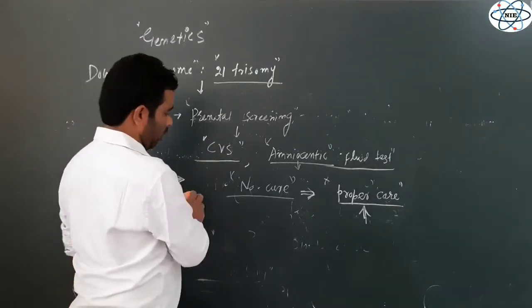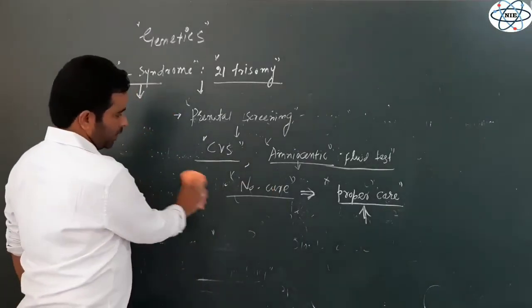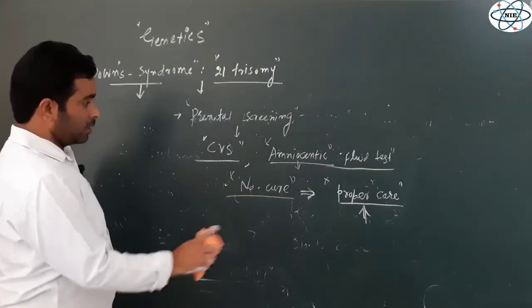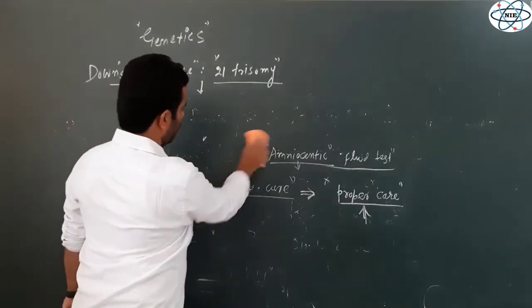Now, lastly, I would like to mention that sometimes this Down syndrome is familial Down syndrome. That's a different type of condition. So that is why I am discussing this at last.